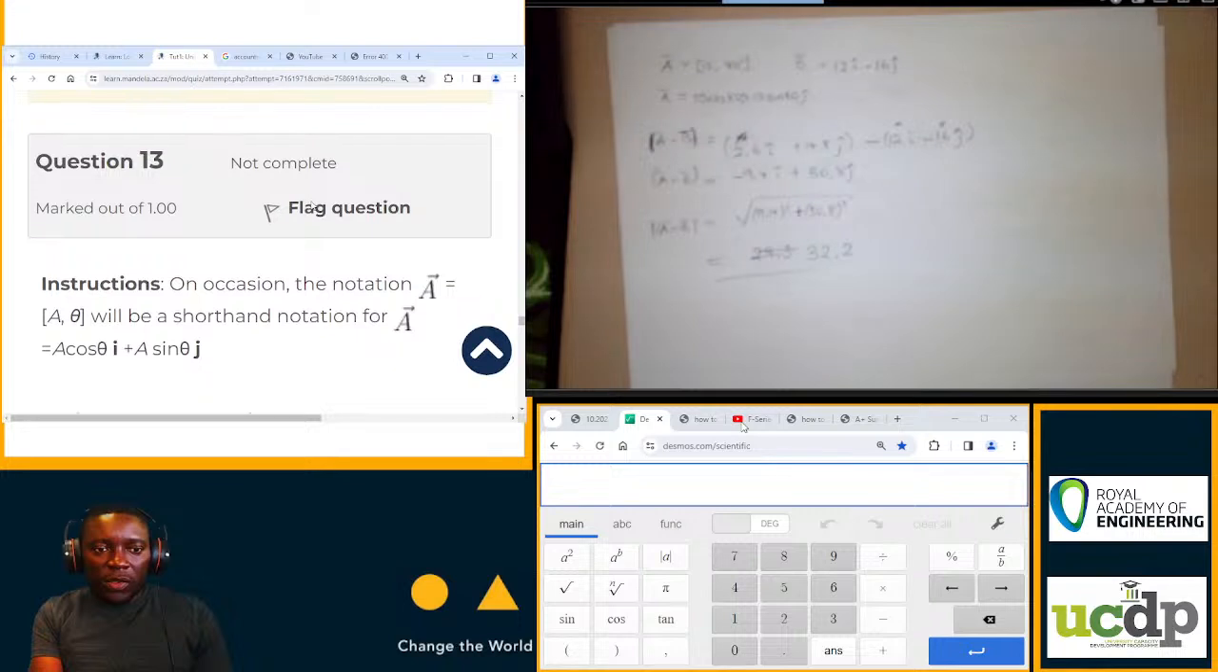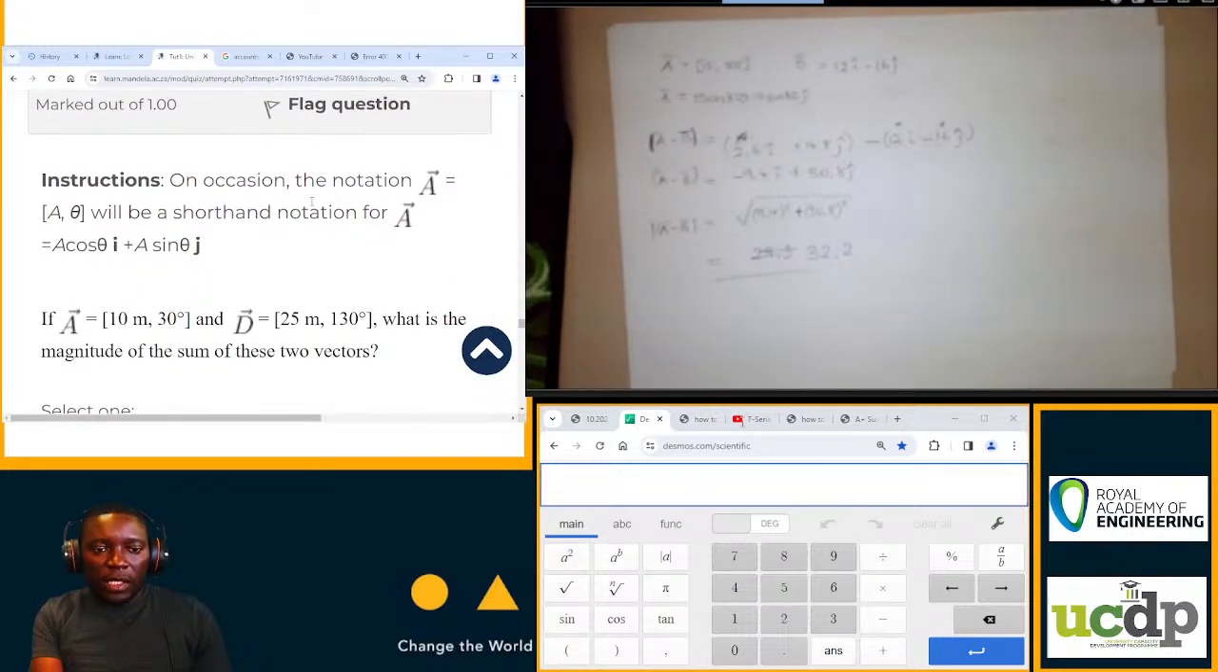So can you attempt this one? Can you attempt the third one? The magnitude of the sum of the two vectors given in the question shown.